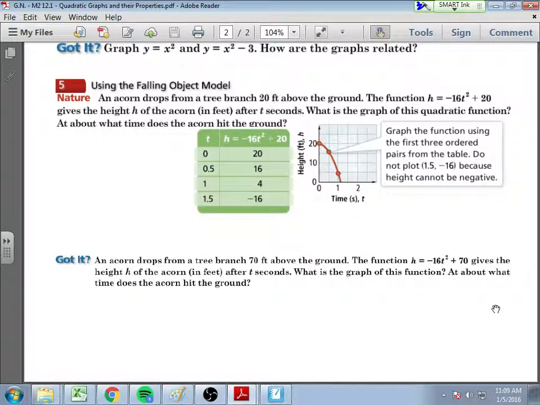Gives us the height of the acorn in feet after t seconds. What is the graph of this quadratic function? So again, I ask, why are we using negative 16? I know you haven't done really much with physics, but why are we using negative 16? Is that gravity? It is, yes, but we want to say it a little bit more detailed.